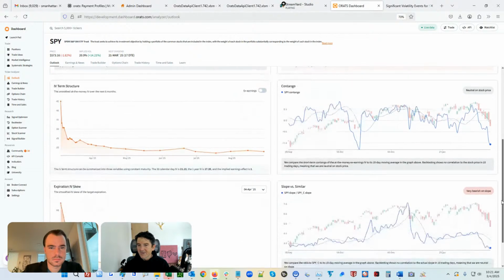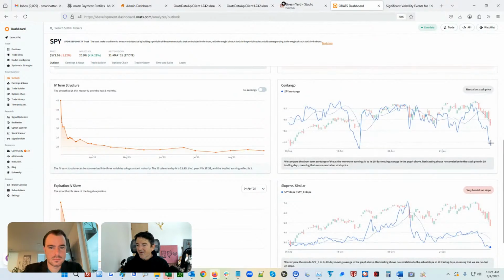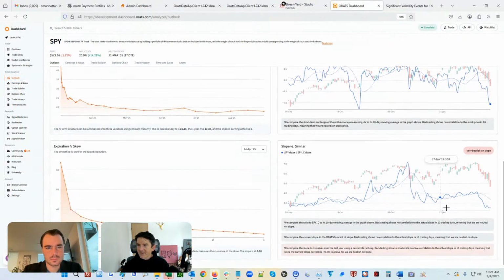And then of course, contango, one of our favorites to look at, which is when the front month is this much higher than the back months. You could see it's nearly as high as back in November when the market came down. And then also the put call slope, that doesn't really tie in too well to all this other stuff, but it does tend to flatten out after a big move.